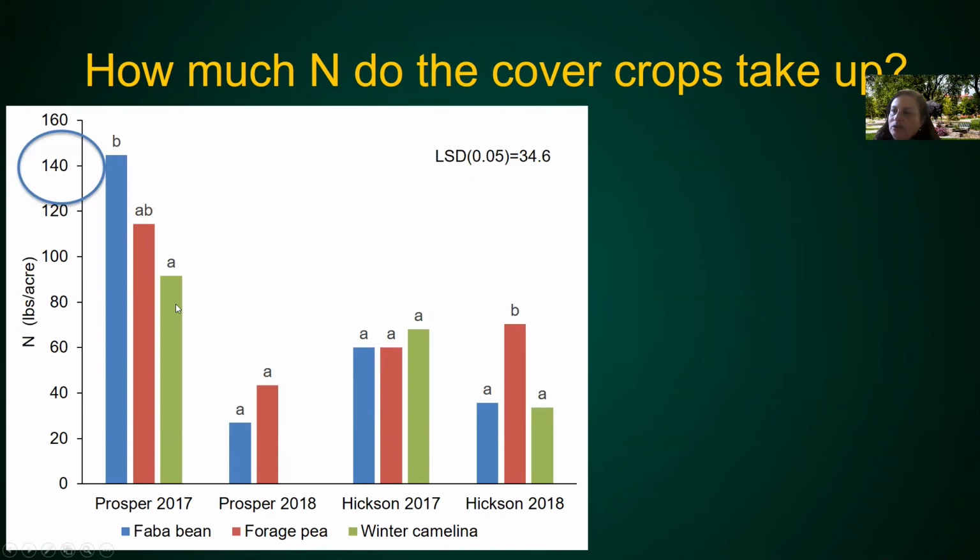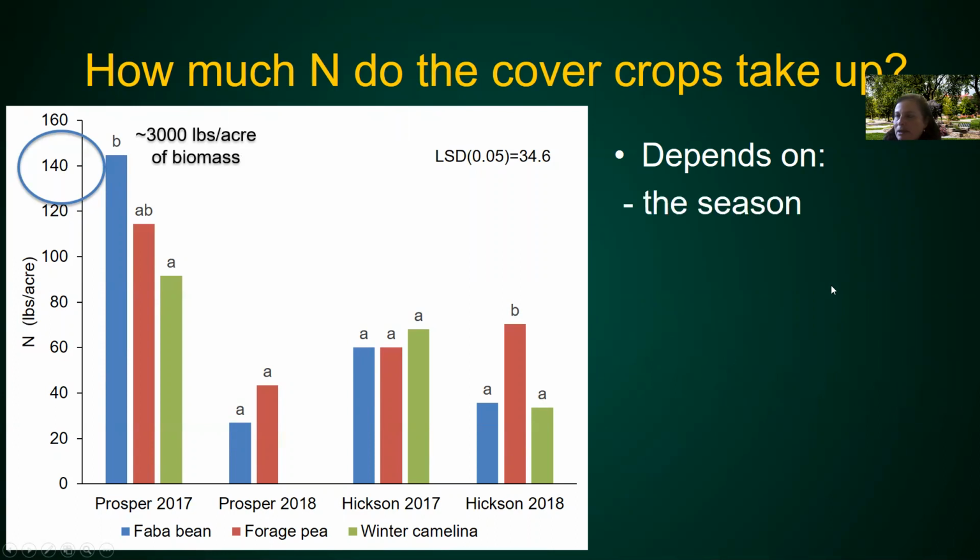Camelina is a winter crop, so we don't expect it to produce as much biomass in the fall. You see it vary even in some years. Camelina was there, but it was so small we couldn't actually measure nitrogen in it. And you can see which crop did the best varies with the different years. But I want you to remember this number. Here we have 140 pounds of nitrogen in the biomass of fava bean, and this is what we want to see: can we claim any nutrient credit to the corn from this nitrogen? That's about 3,000 pounds per acre of biomass. That's how much biomass this crop had.